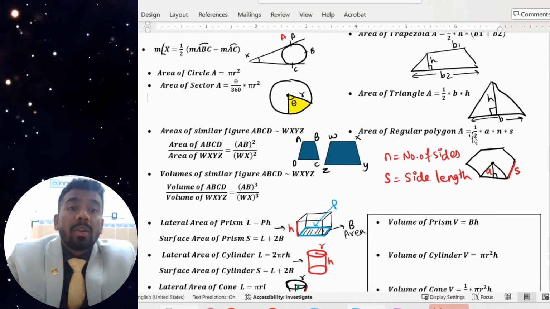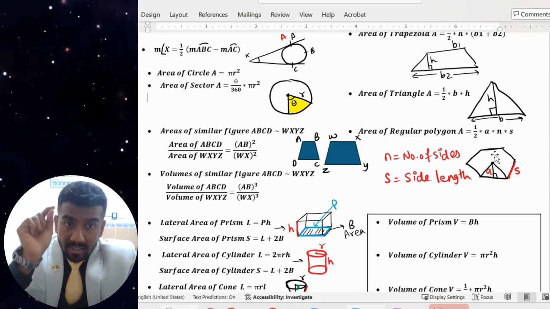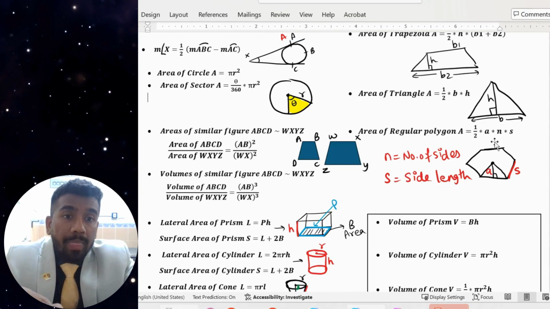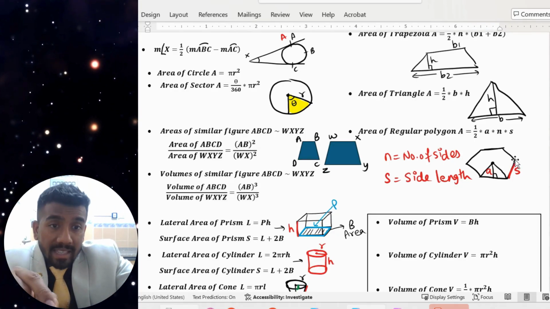And area of regular polygon is half times A times N times S. What is A? A is this 90-degree length, the apothem. N is the number of sides. How many sides? Here there are six. And S is the side length.